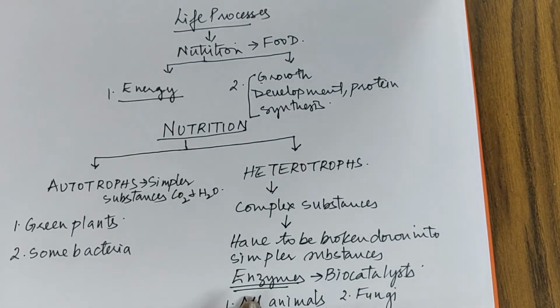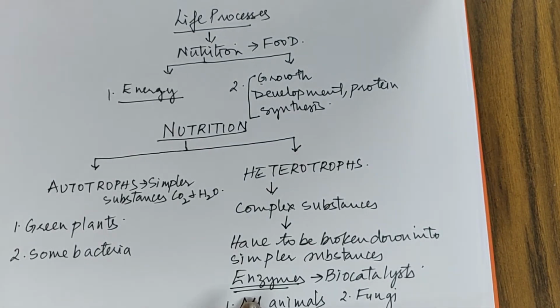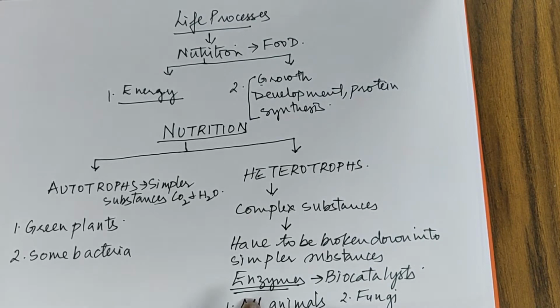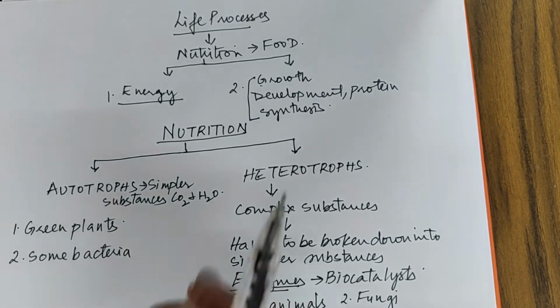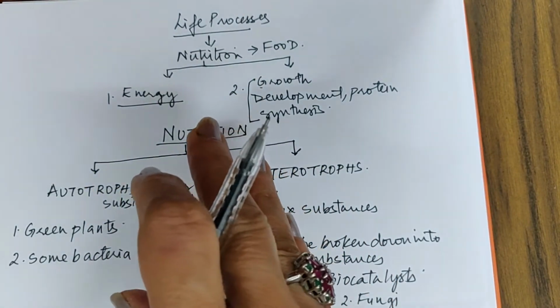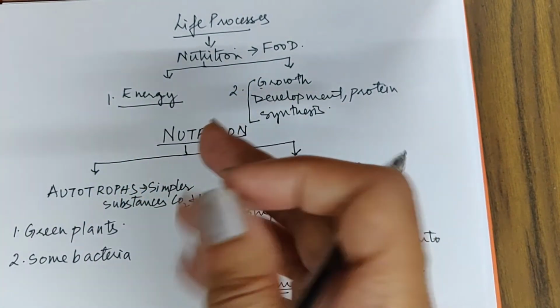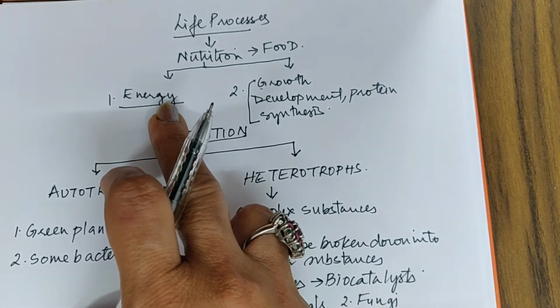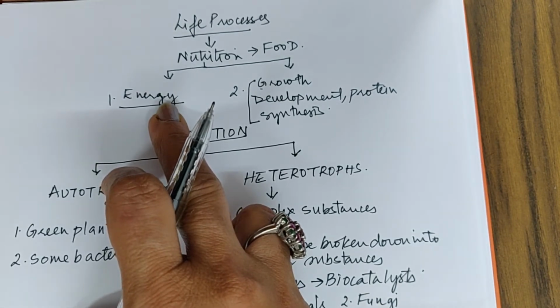Now carrying on with the chapter life processes, let us take up the first life process that we have to read, that is nutrition. Why is nutrition required by living organisms? Nutrition is required for sufficing two things. One is the need for energy. This energy is required to maintain a state of order in the body.